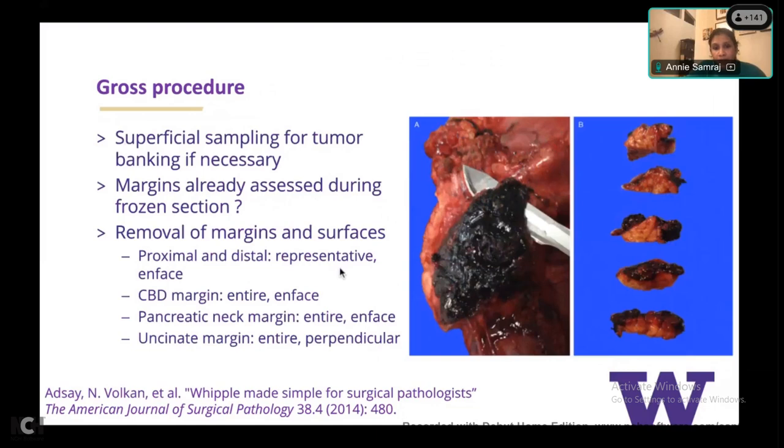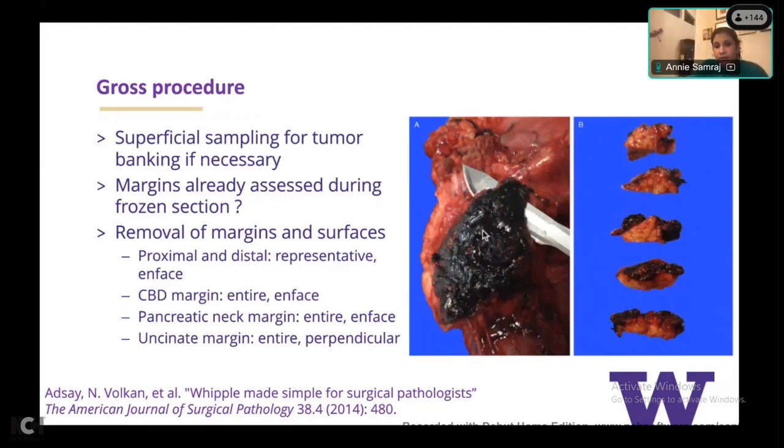If your institution does tumor banking, you might have to superficially sample for tumor at the very beginning, and also make note if the margins were already assessed during frozen section evaluation. The first thing we do after orientation and inking is to remove the margins first before opening up the specimen. The proximal and distal are taken representative en face, because they usually tend to be further from the tumor. The CBD margin is taken entirely en face. The pancreatic neck margin is again entirely en face.